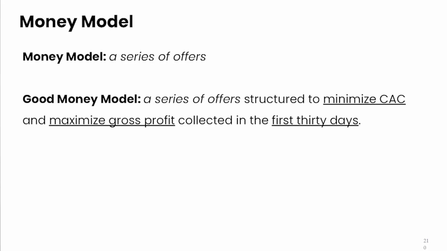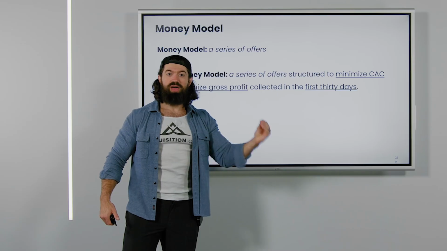A money model is a series of offers. A good money model, which is the objective of this book or this training, is a series of offers structured to minimize CAC, how much it costs you to get a customer, maximize gross profit, how much they pay you, collected in the first 30 days, how fast they pay you. That's the point.